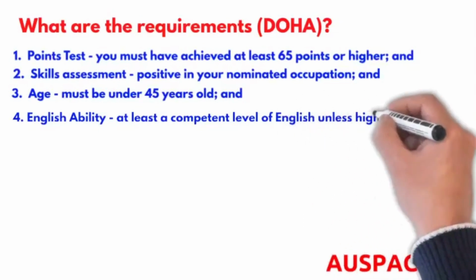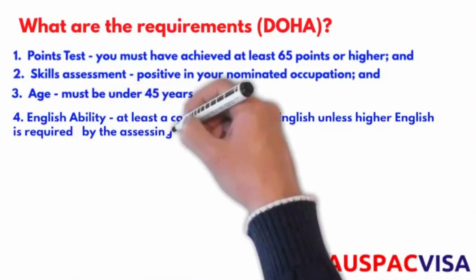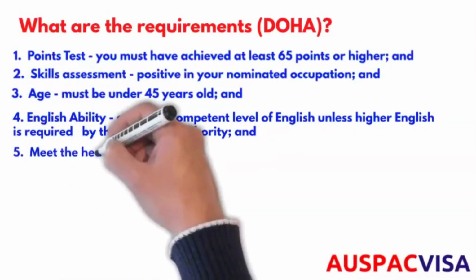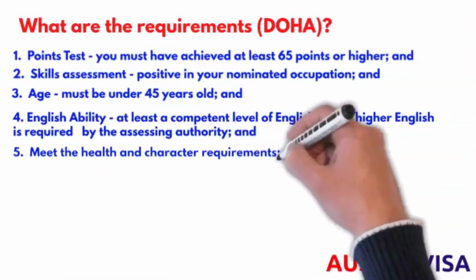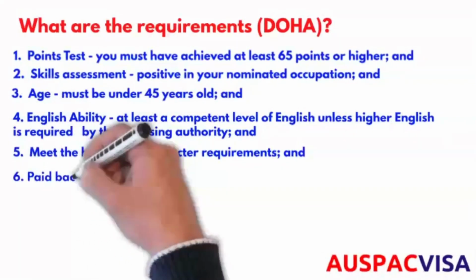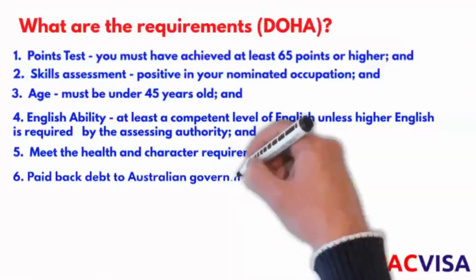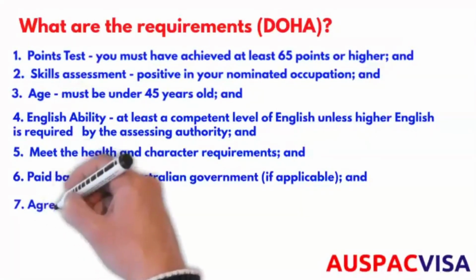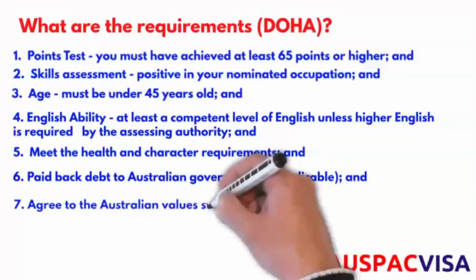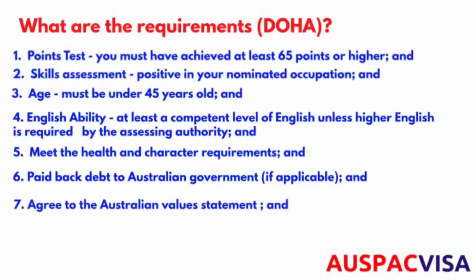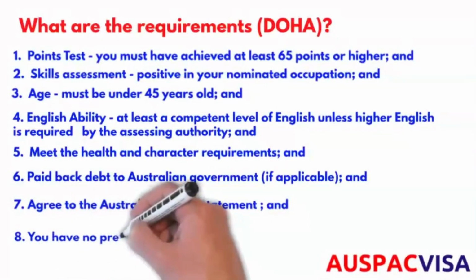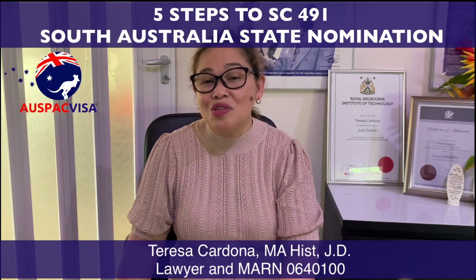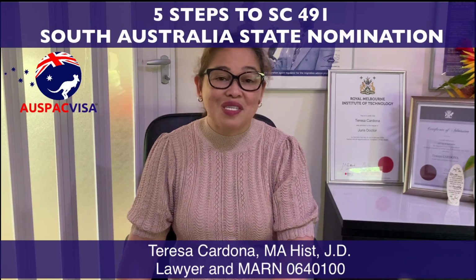Fourth, you must have obtained at least a competent level of English, unless a higher English is required by the relevant skilling authority. Fifth is that you must meet the health and character requirements, especially at the time of the decision. Sixth is you must have paid back any debts to the Australian government, if applicable. Seventh is that you must agree to the Australian values statement.